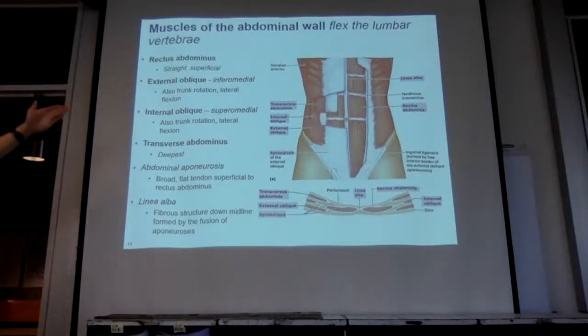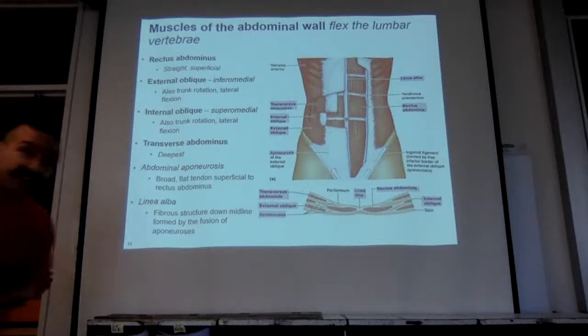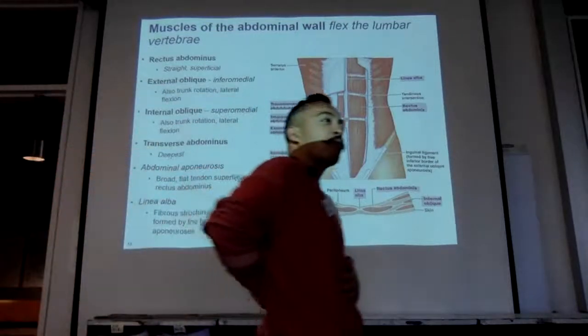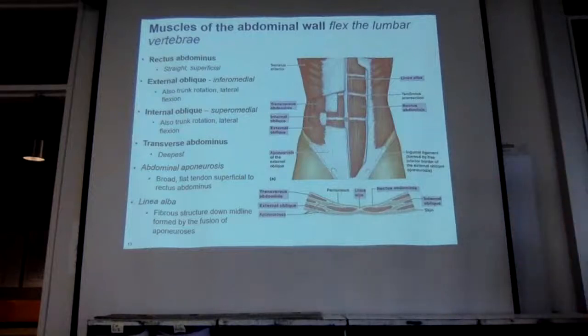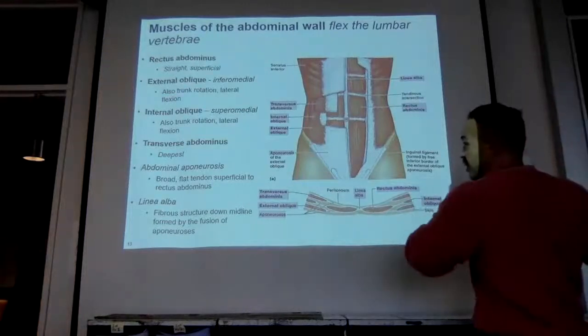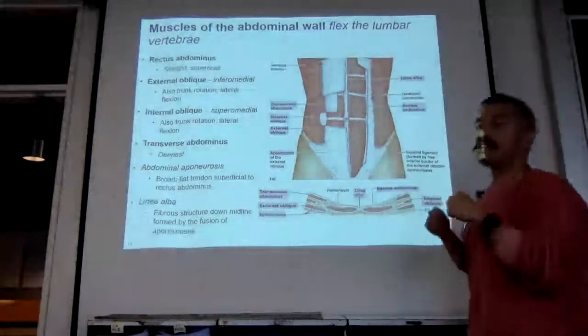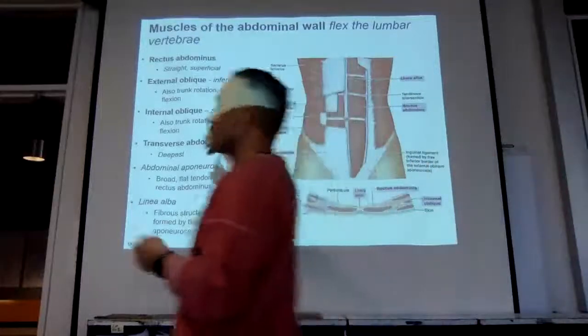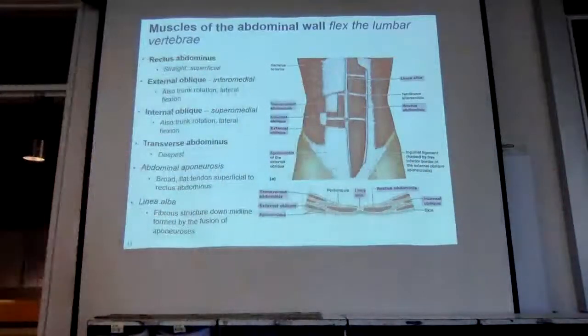What all of them have in common is that they're for flexing your lumbar Z joints. Like doing a sit-up. Flexing the lumbar Z joints. Your obliques also help with rotation and lateral flexion. So rotation, lateral flexion at the Z joints also. That's what your obliques are also useful for.